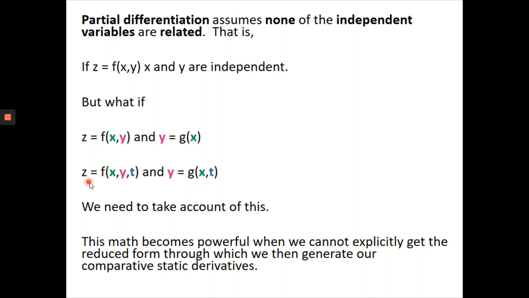Similarly here, if z is a function of x, y, and t, and y is a function of x and t, if one of these change, then that is going to change y. So we need to find a different method that we can use in order to generate our comparative static derivatives.